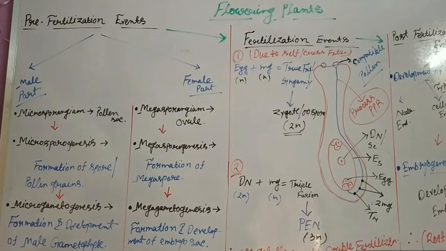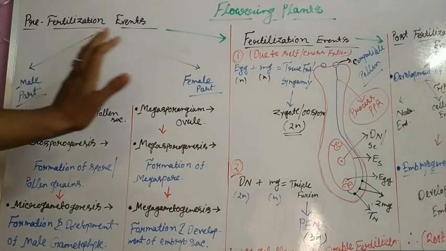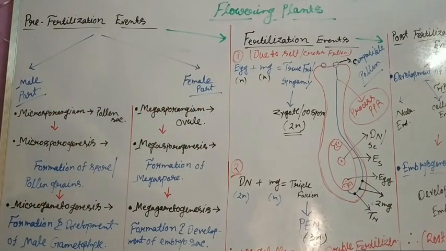Today we discuss the sexual reproduction in flowering plants topic, the main 3 events, with easy tricks. So let's see. Look at the board. First one, the pre-fertilization events. Pre-fertilization events are divided into 2 parts: one is the male part and the other is the female part. First of all, we discuss the male part.